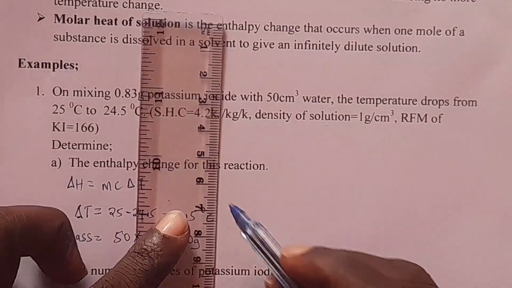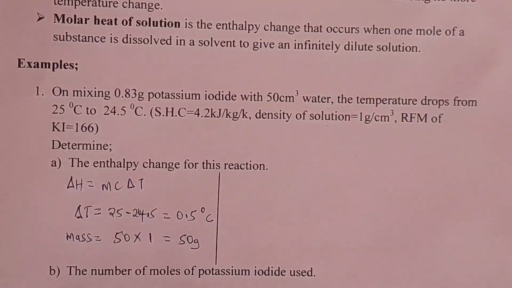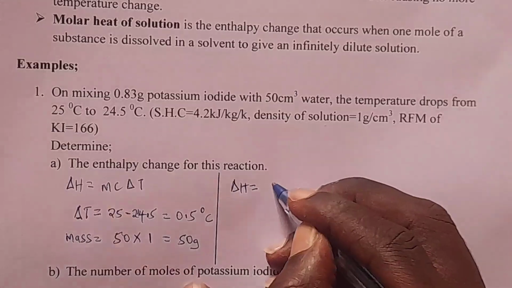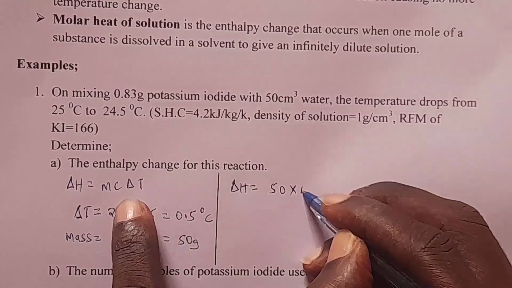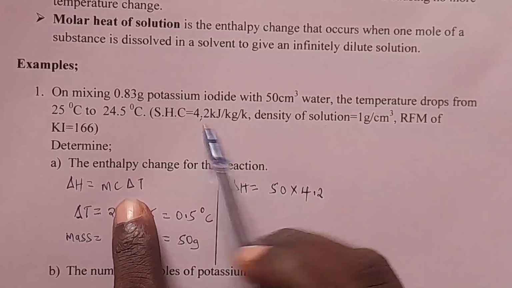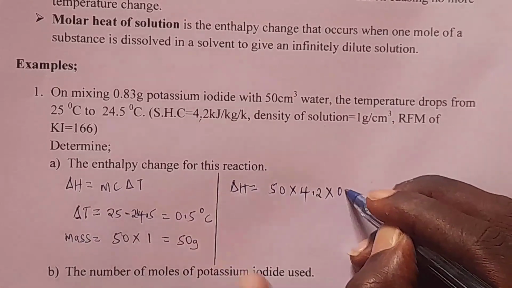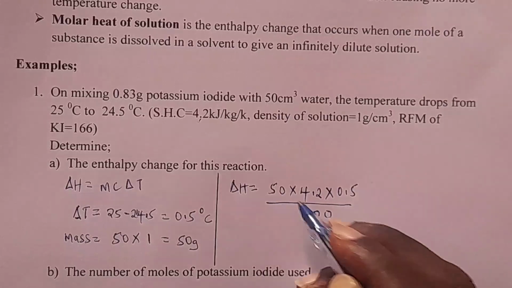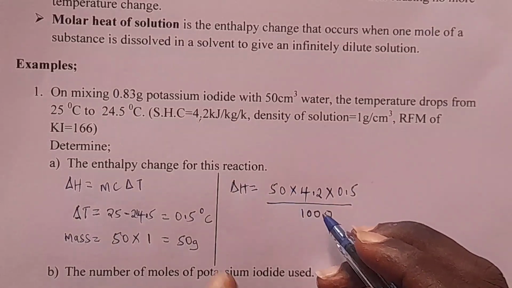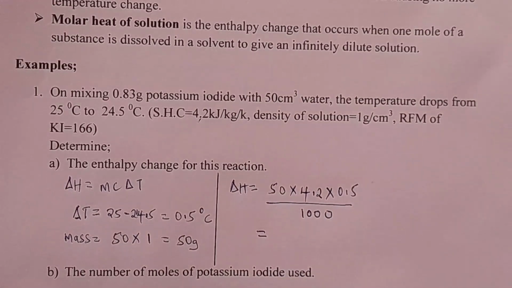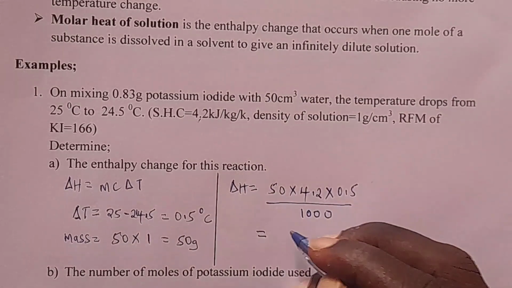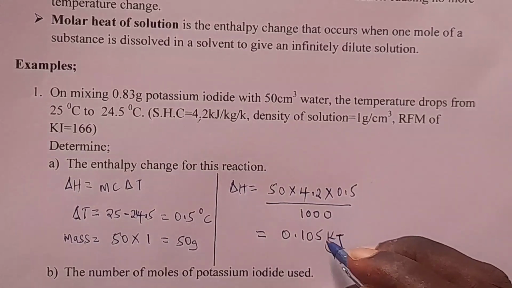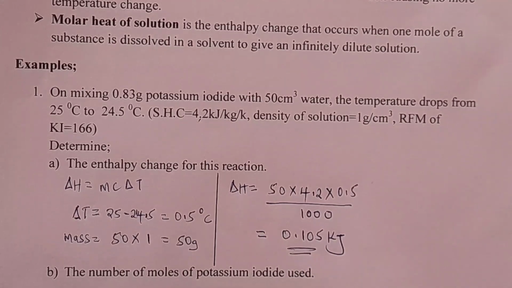So I can use my formula, which is enthalpy change equals mass, M, which is 50, times C, my specific heat capacity, which is 4.2 here, times 0.5 as my temperature change. I have to divide all this by 1000 to convert grams into kilograms, so that my enthalpy change will be in kilojoules. If I calculate this, I'm going to get 0.105 kilojoules. Remember that k is a small letter, J is a capital letter. That is my answer in the first A.